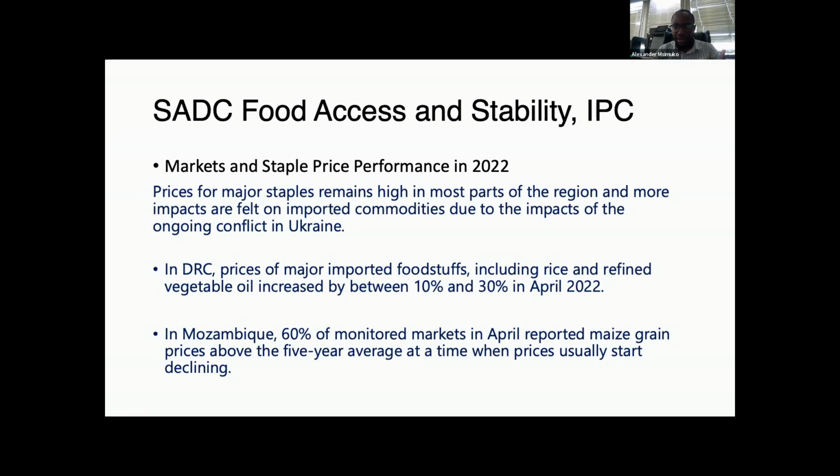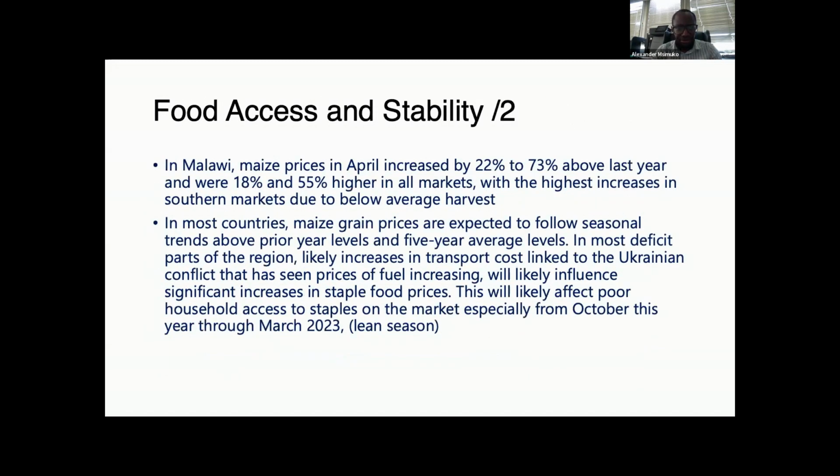And we saw this picture across many countries within the region as a result of the slowing down of the global economy, as well as the conflict in the Ukraine. And we see that this is likely to continue.